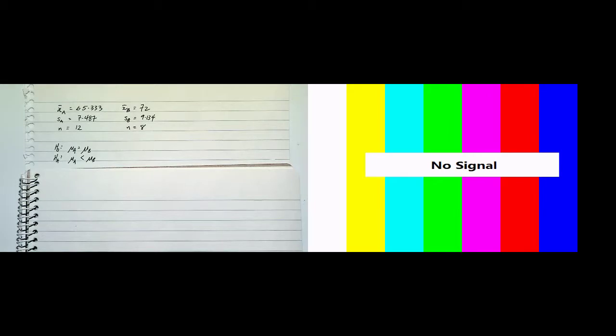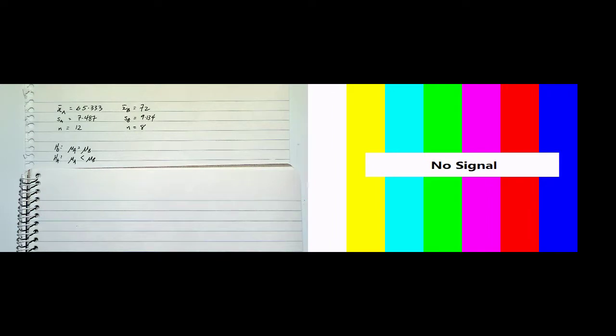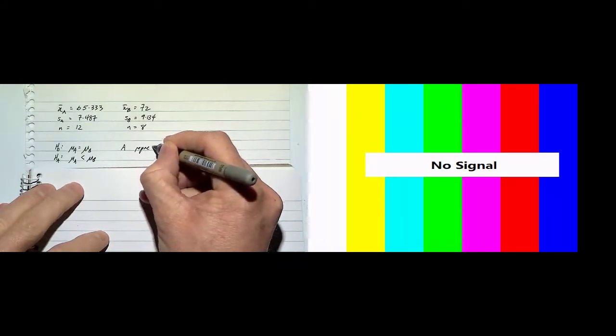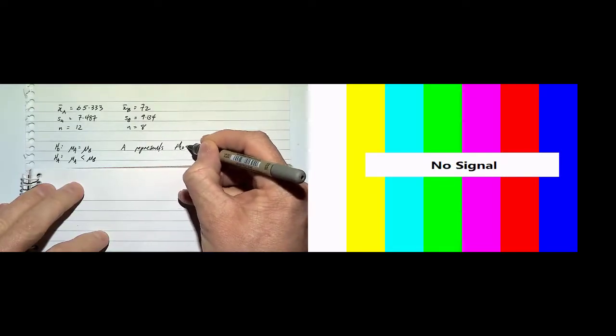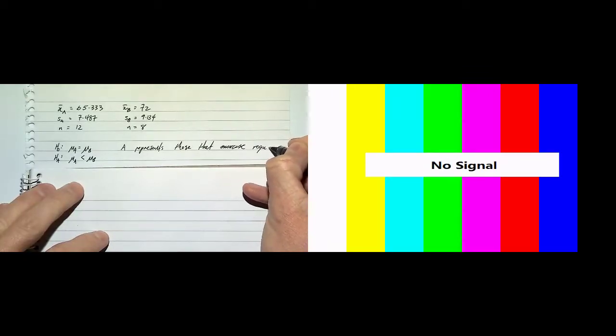It's important to recognize here that we're doing a one-tailed test, because we're checking to see if there's evidence that those who regularly exercise have lower pulse rates than those who do not. So it's important to recognise that mu A represents the population mean for those who regularly exercise. So in this case, it's probably worthwhile noting that A represents those that exercise regularly.